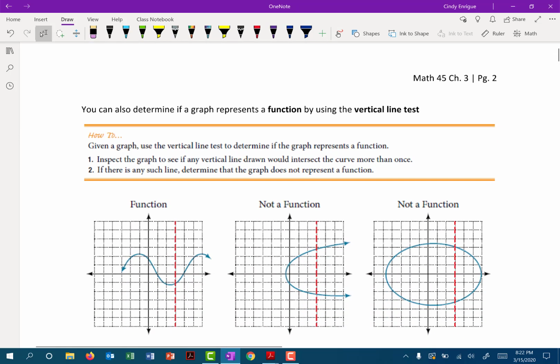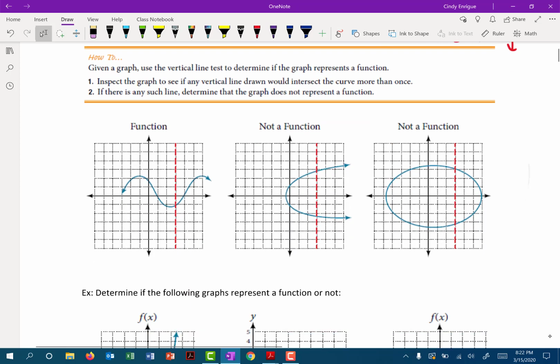Now, another way to tell if something is a function is by using something called the vertical line test. I like to refer to it as the VLT. Remember, a vertical line goes straight up and down. So if you can draw a vertical line on any graph and it crosses at most once, it's a function. If it crosses more than once, then it is not a function.